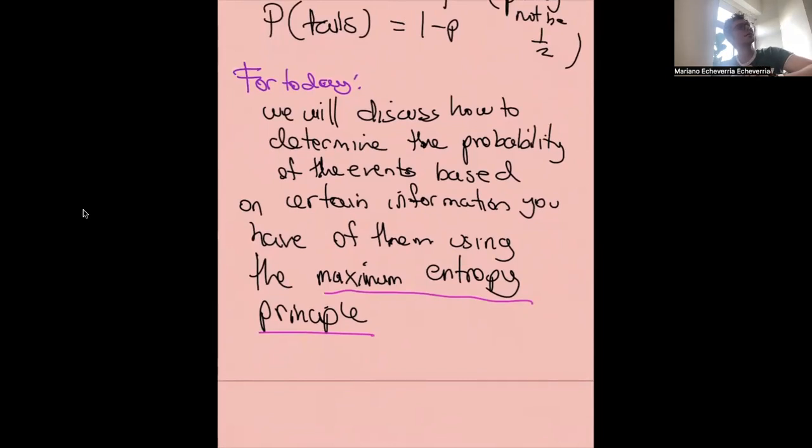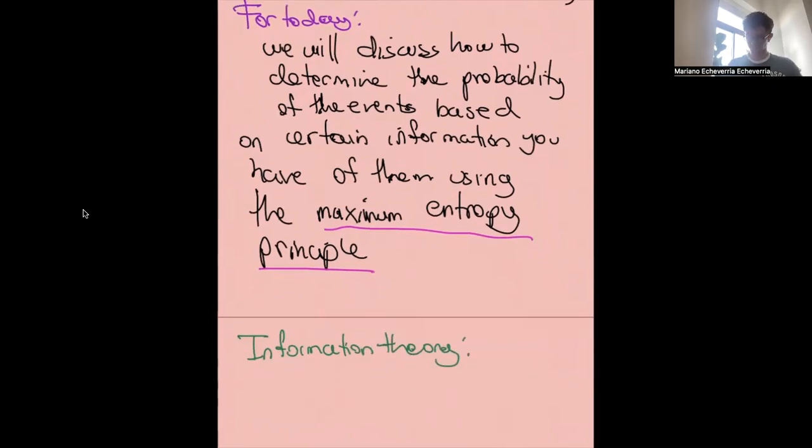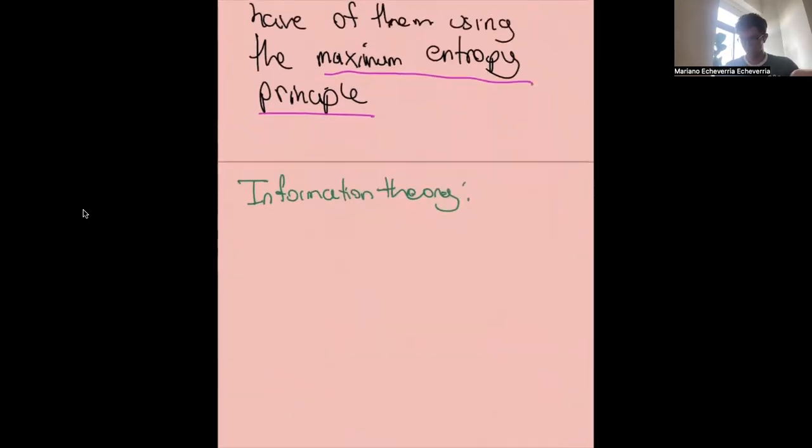Okay, so for that, we have to talk a little bit about information, or what information is. Before going further, let's give a bit of information theory. So here, let's call E an event.